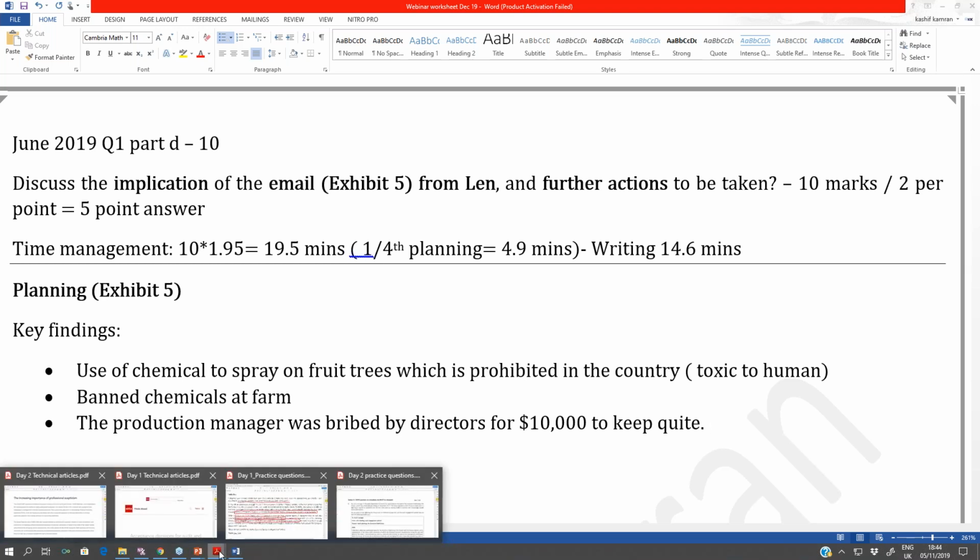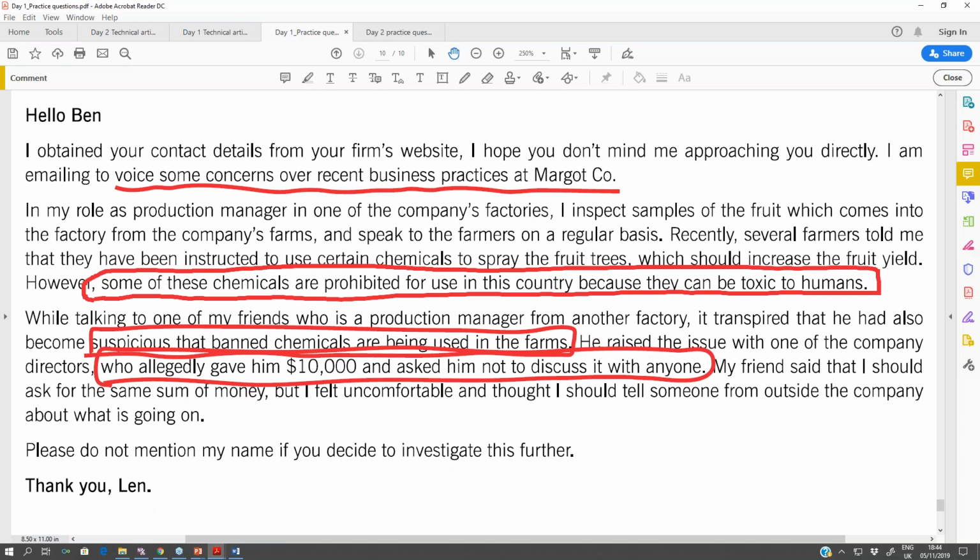Just one last emphasis. Look at the last paragraph. It says, while talking to one of my friend who's a production manager from another factory of market, right? Not another factory of another company. So he was speaking to a production manager from another factory which belongs to market. And that production manager was bribed by the directors of market. So we're talking about the same entity, right? We're not talking about different entities here.